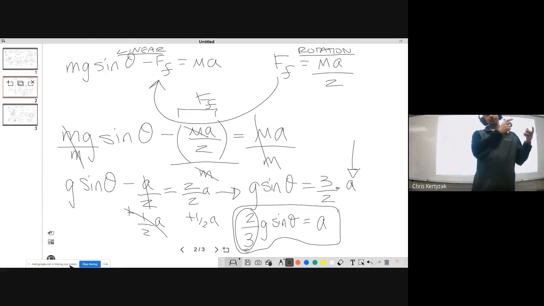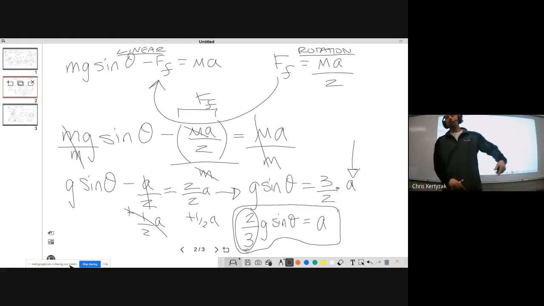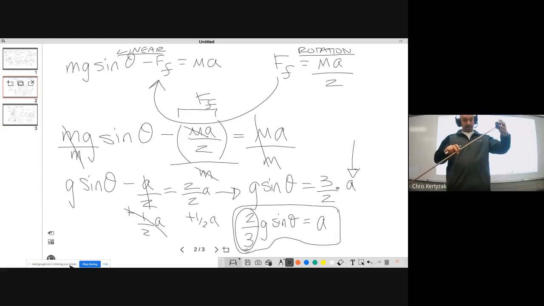And so when something like a block is sliding down a ramp, all of the potential energy that it has at the top of the ramp, mgh, here's your ramp again, here's your object. mgh is this distance.